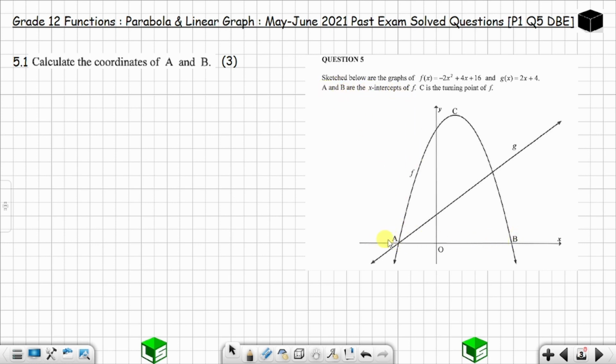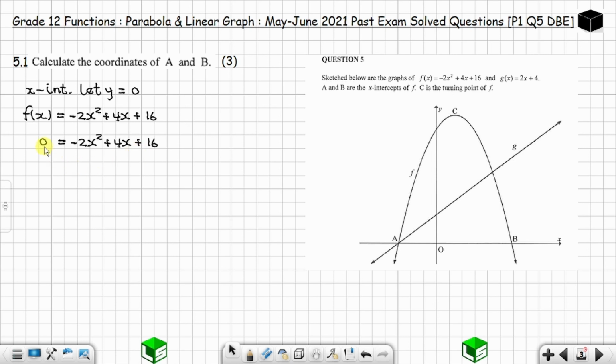Okay, so to get the x-intercept, what you do is to make y equal to 0. So you are going to make y equal to 0, and f of x is equal to this equation. You are given it, you can see. So f of x is your y. You let your y equal to 0, right? And this is equal to this.